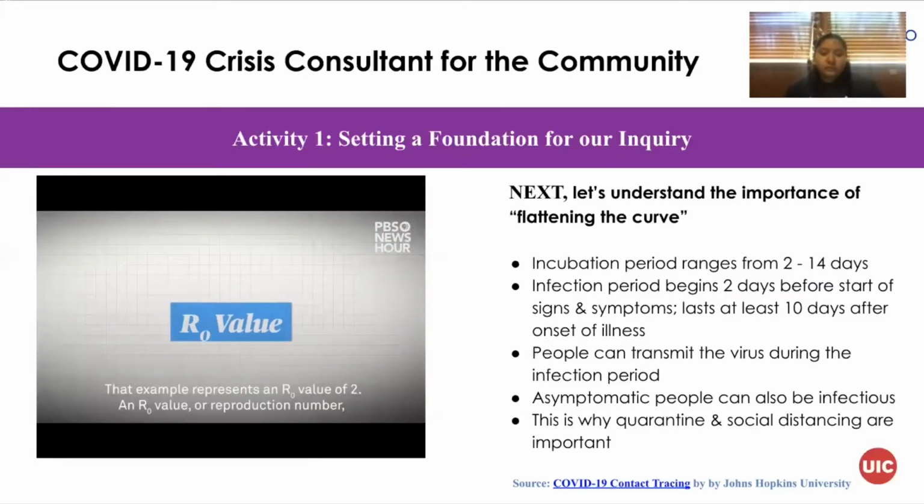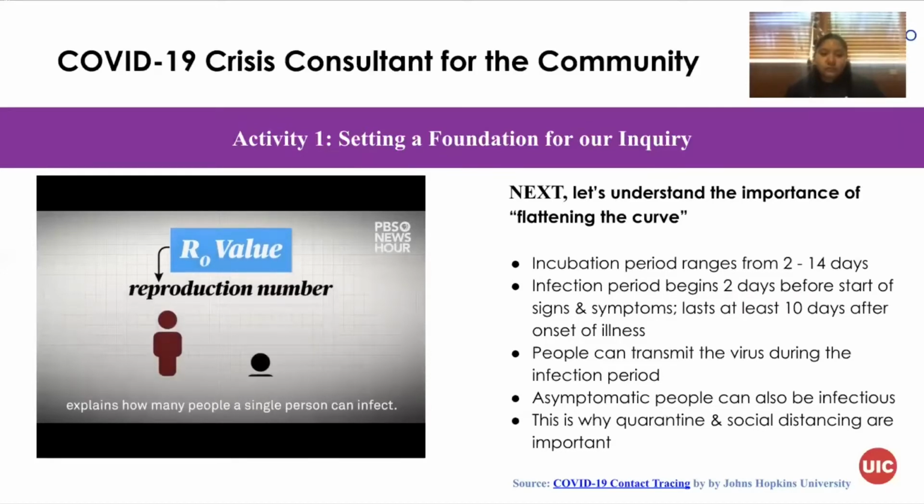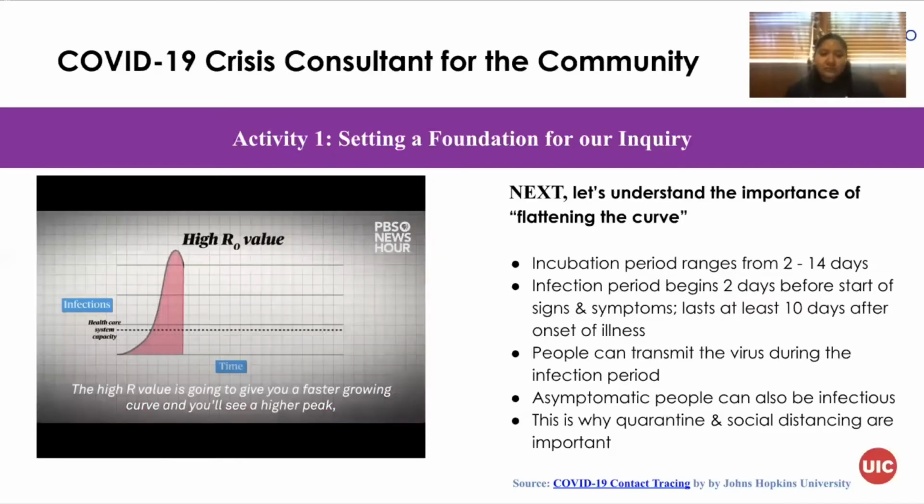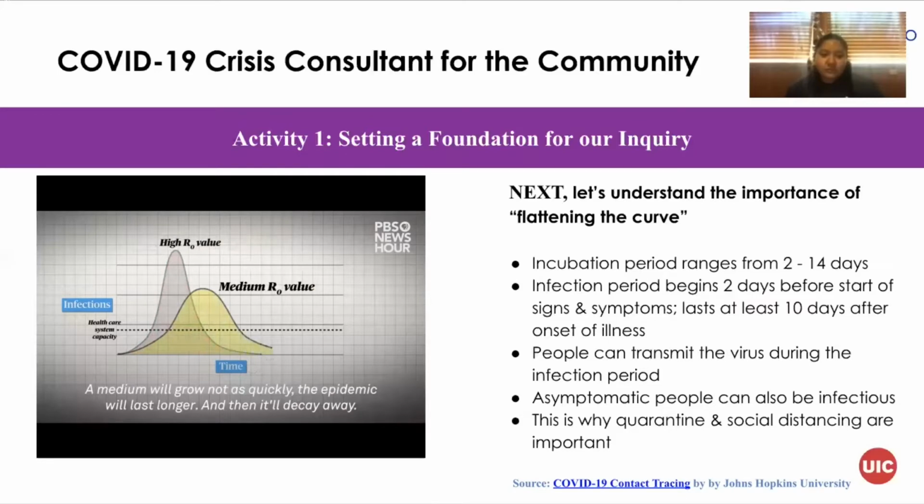That example represents an R0 value of 2. An R0 value, or reproduction number, explains how many people a single person can infect. But changing the R0 value up or down can significantly impact how a disease spreads. The high R0 value is going to give you a faster growing curve, and you'll see a higher peak, but also it'll burn through the population more quickly. A medium R0 will grow not as quickly, the epidemic will last longer, and then it'll decay away.